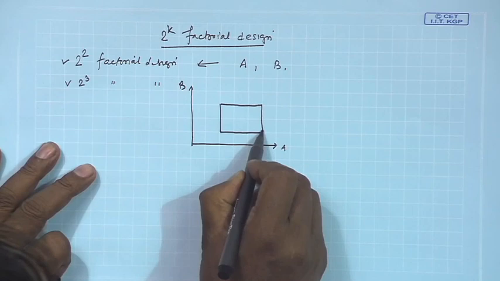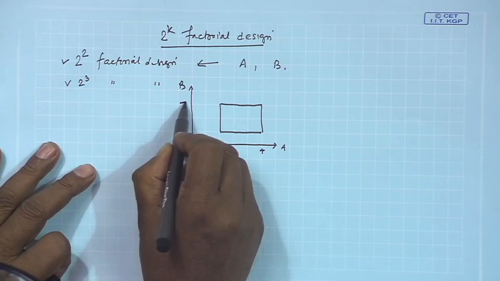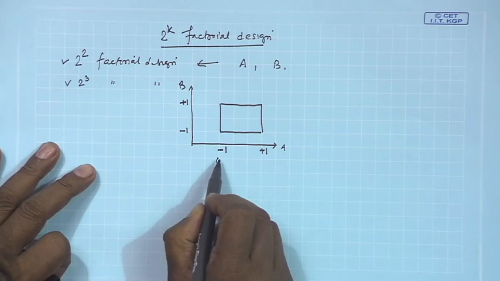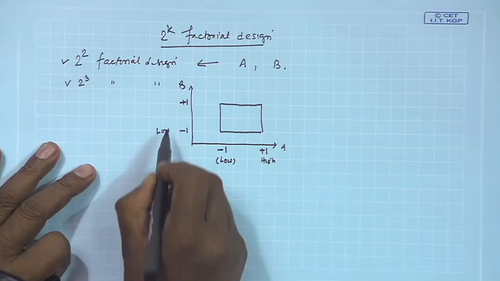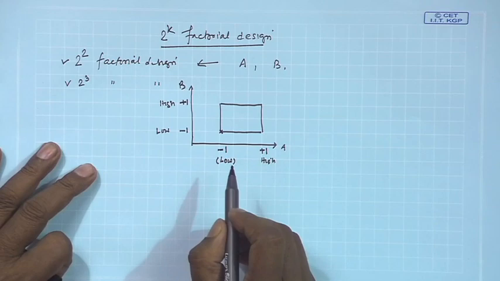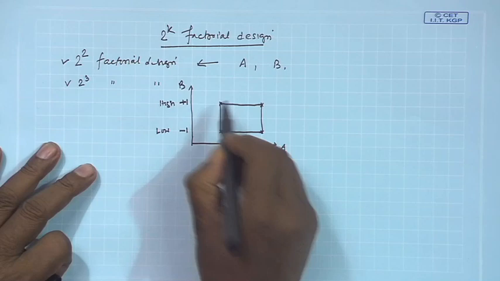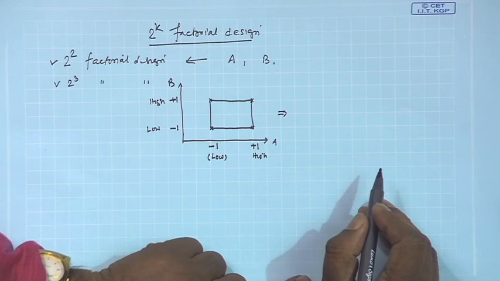for A minus, plus, B minus, plus, or minus 1, plus 1, minus 1, plus 1, which we have said low, high, low and high. This is one factorial point, this is another factorial point, another, another. And this is basically the geometric view.